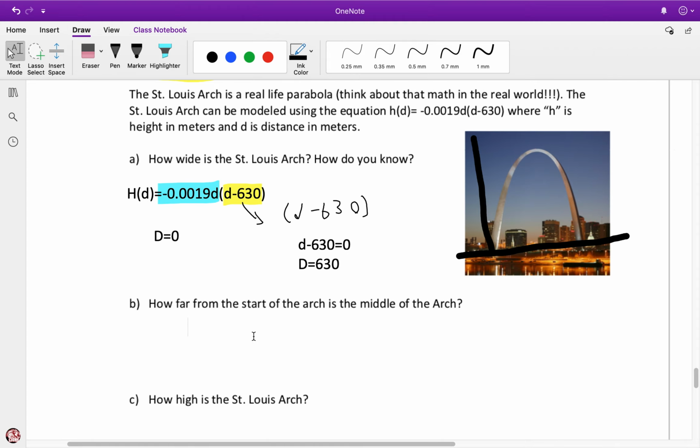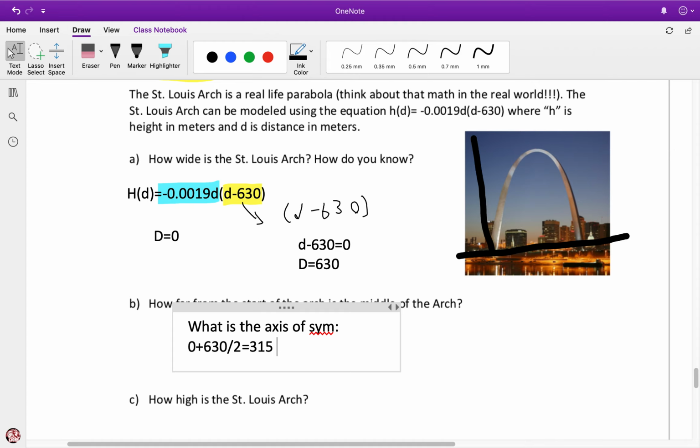Now how far from the start of the arch is the middle? This is just a way of me saying what is the axis of symmetry. So how do we do that? We add up the two zeros, 0 plus 630, divided by 2. And that's going to equal 315.